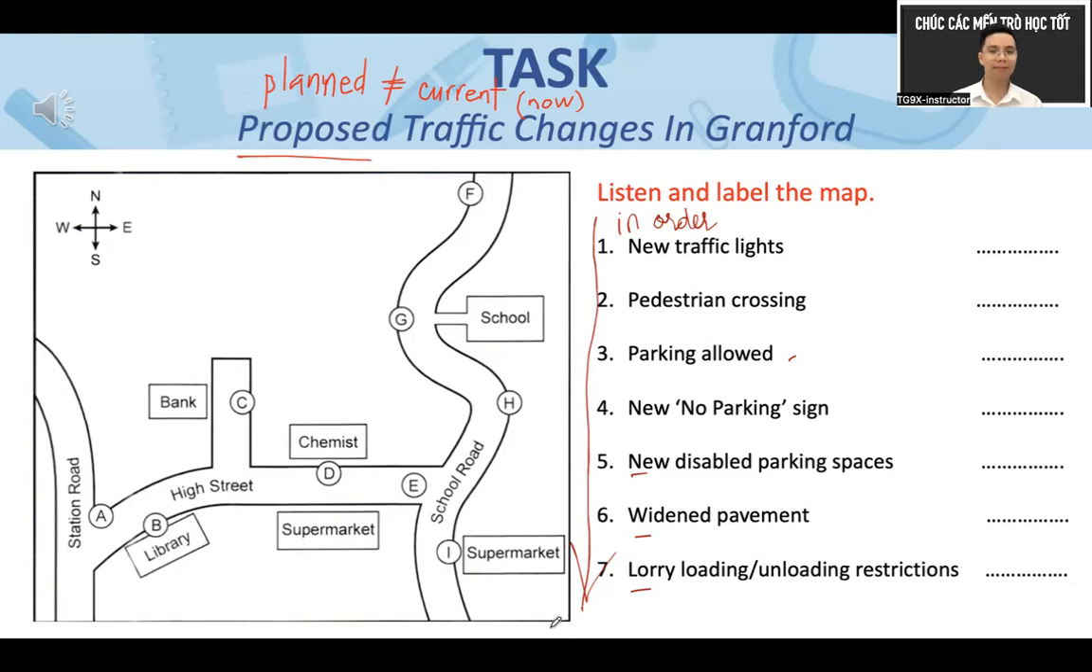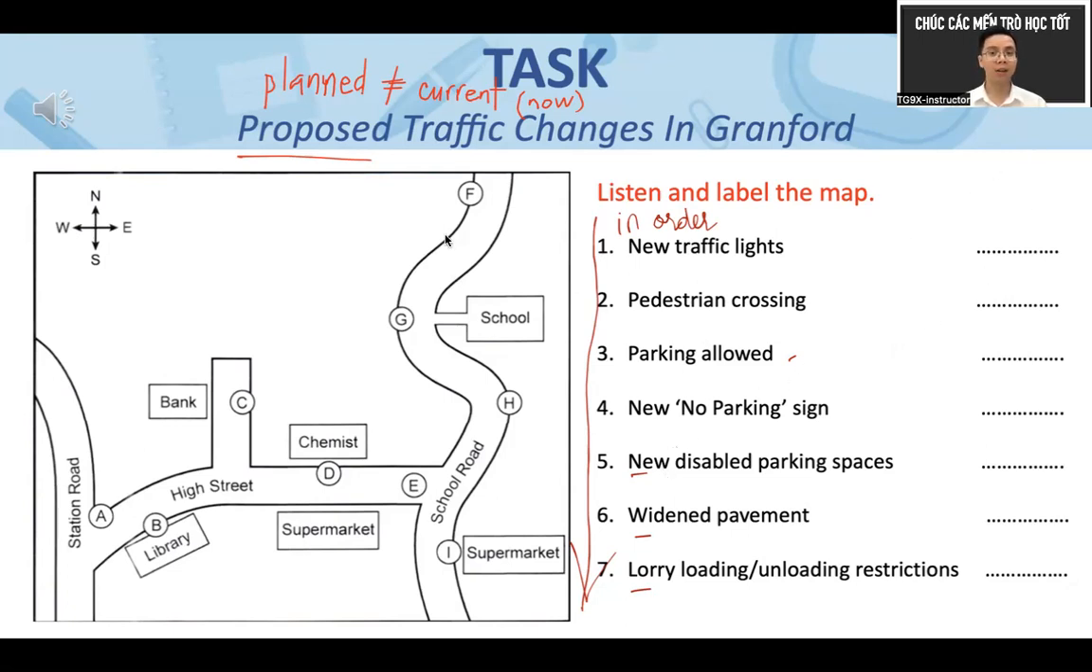For example, now we have some traffic lights opposite the bank, but they don't work really well. We are thinking about moving them to opposite the school, for example. So in that case, do you choose C or G? G. G. See, that's it.